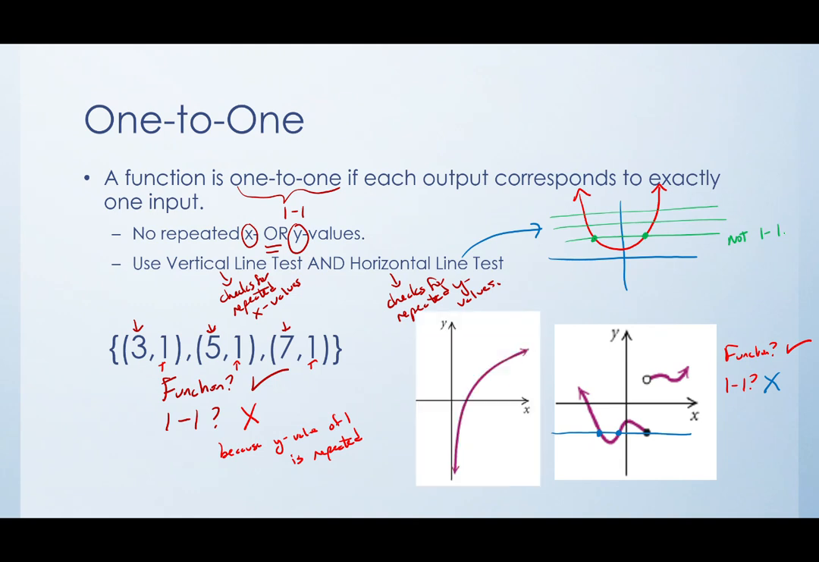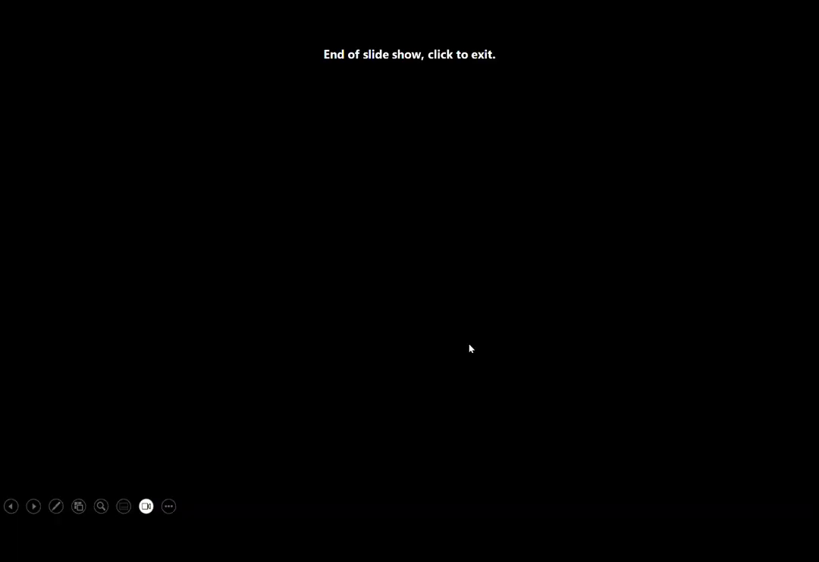Oh, I forgot I had one more graph here. Is this one, is it a function? Yes. Function, yes. Is it one-to-one? Also yes, because none of my horizontal lines are going to intersect in more than one spot. So this one, yes. Okay, and I think that's the end.